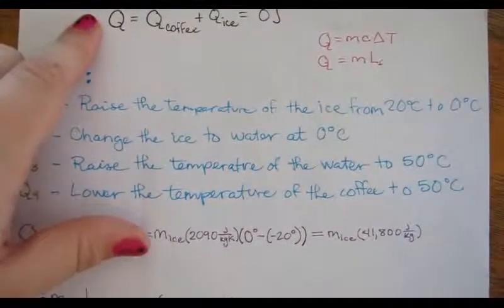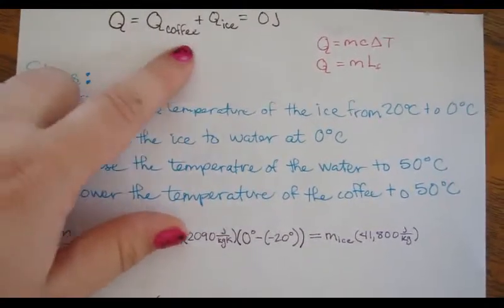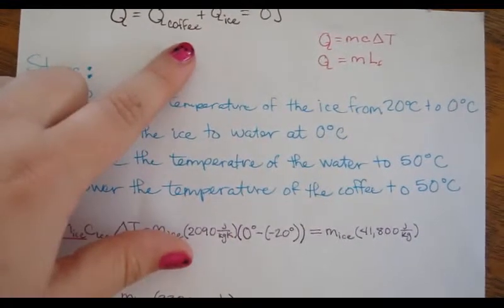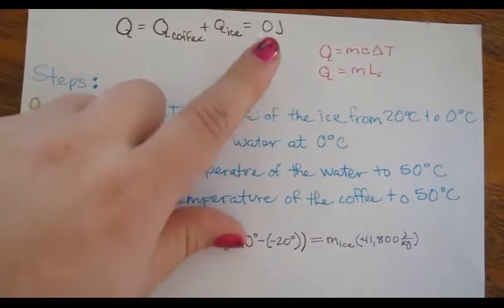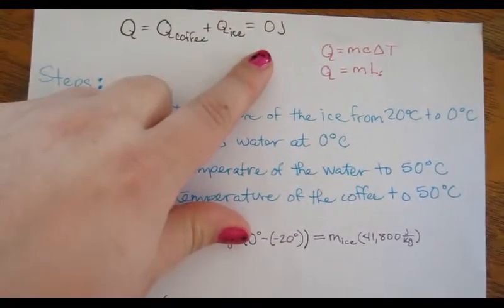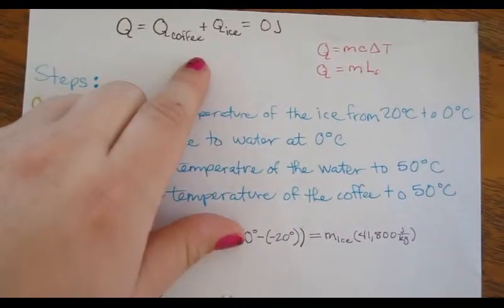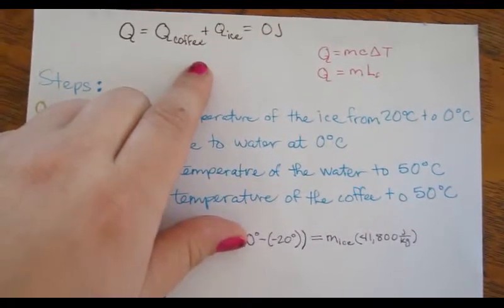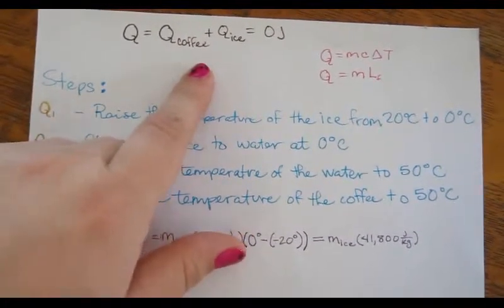In this situation, we have two interacting systems, the heat of the ice and the heat of the coffee. For the purpose of this demonstration, we'll say that the coffee ice system is closed, which means that no heat is lost, and that the heat of the ice plus the heat of the coffee adds up to equal 0.